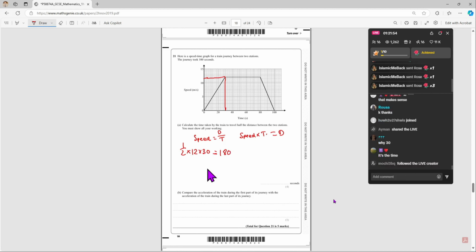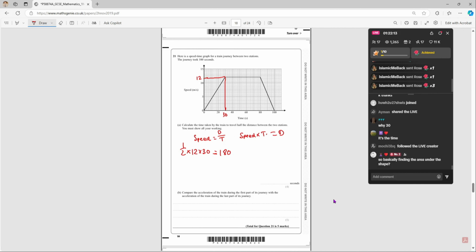It's because it's 30 seconds over here and that's going to be 12 meters per second. That's the speed, and then you half it because it travels half the distance. Okay, it's half the distance. Then do the same thing with the rest of them to work out from here to here.